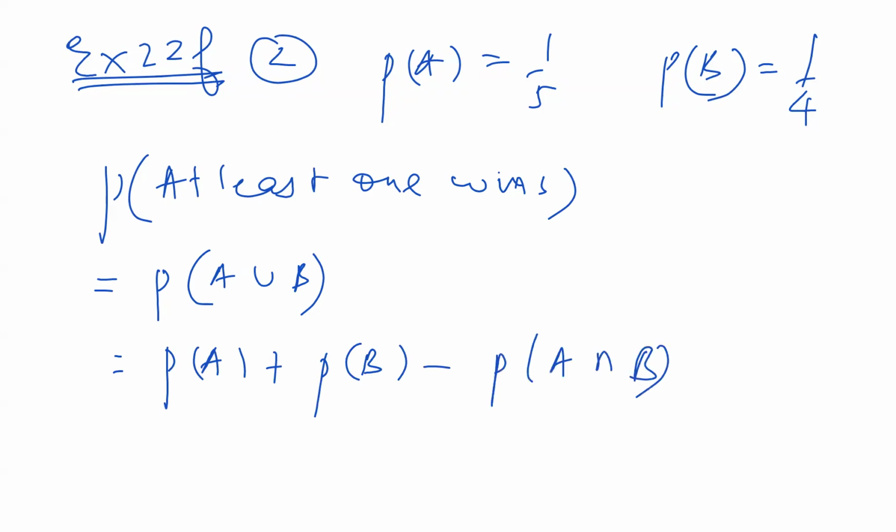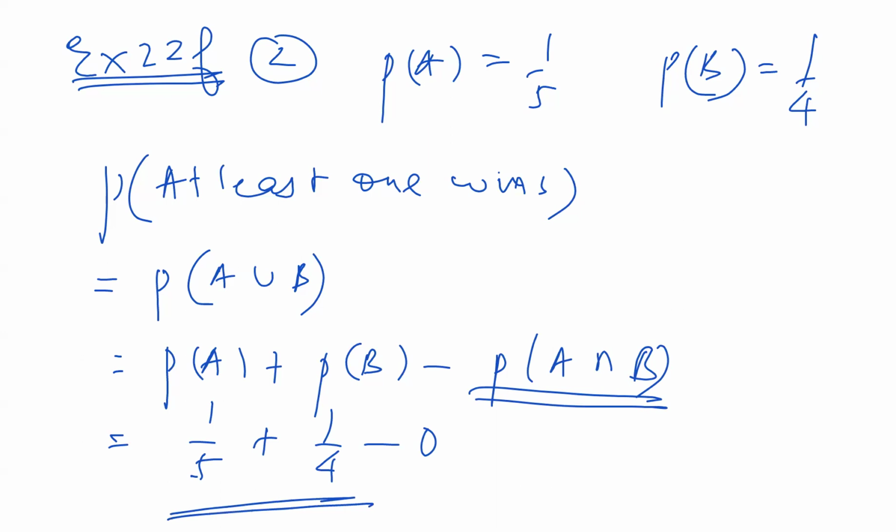So P of A is equal to 1 by 5. P of B is equal to 1 by 4. Now P of A intersection B will be 0 because at the same point of time, how can both the horse win, and it's given the same race. Okay, so these are mutually exclusive events. So you can solve this and get the answer of 1 by 5 plus 1 by 4.